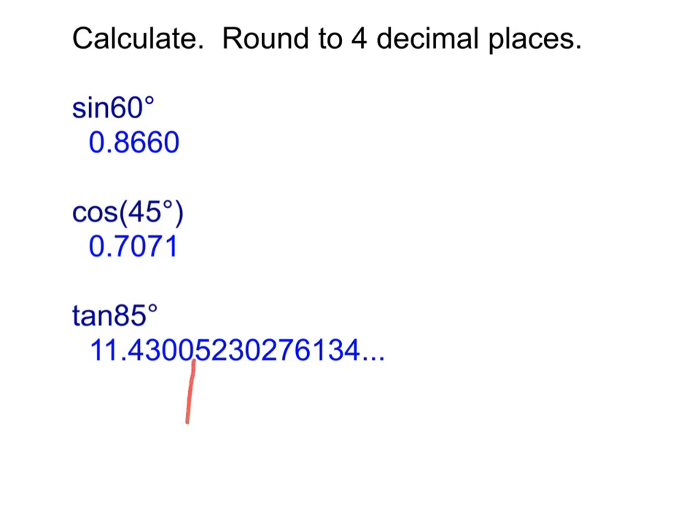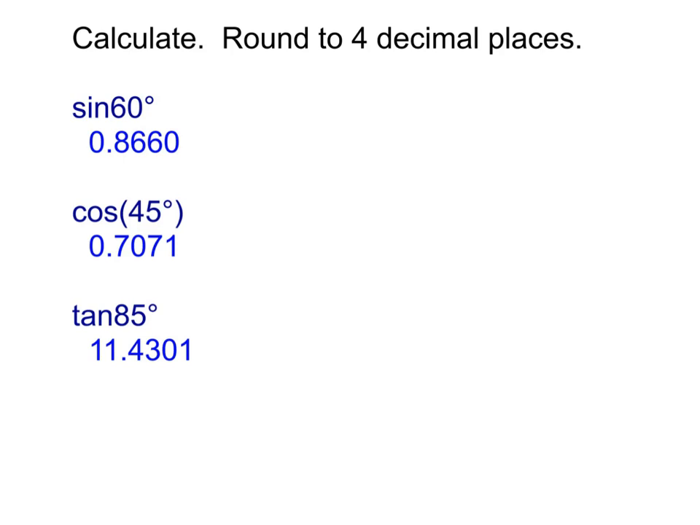If I put in a line there right after that 4th decimal place, I look at the next decimal and I see that it's a 5. Now, since that's a 5, that tells me that I'm going to go ahead and round this number up 1. And so that's why we would actually say 11.4301.